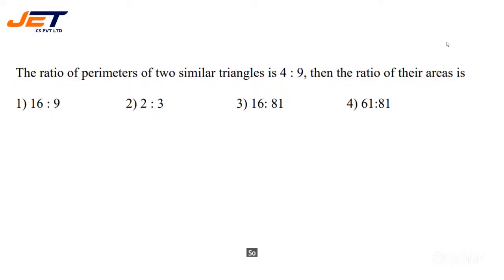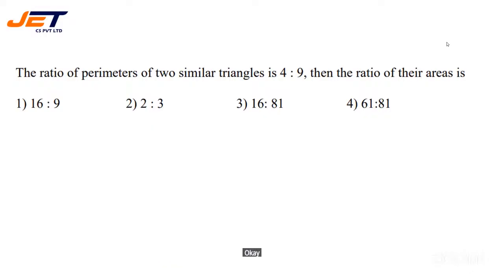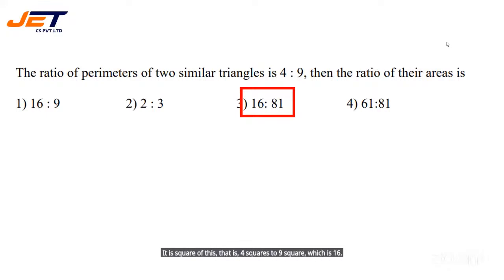So what is perimeter that you should first know? It is nothing but adding up all sides. It is square of this, that is 4 square is to 9 square, which is 16 is to 81. Let's see how many of you have given me the answers by then.